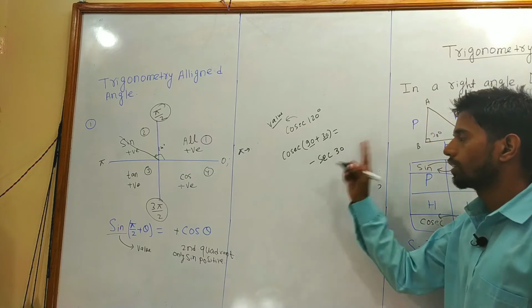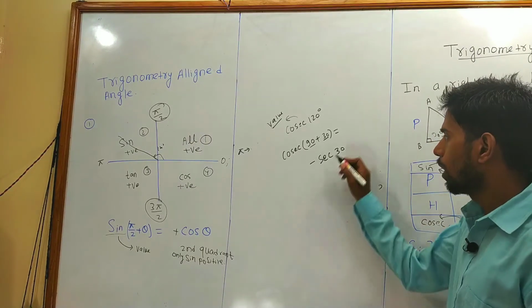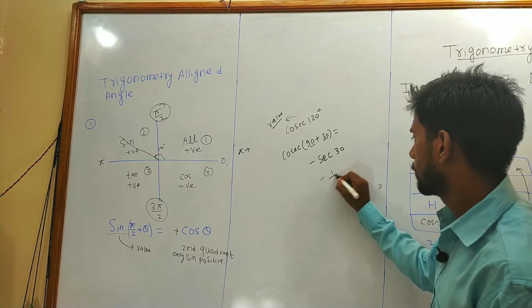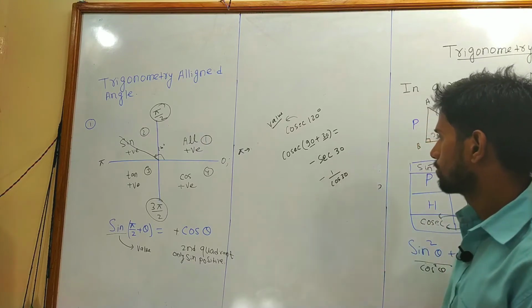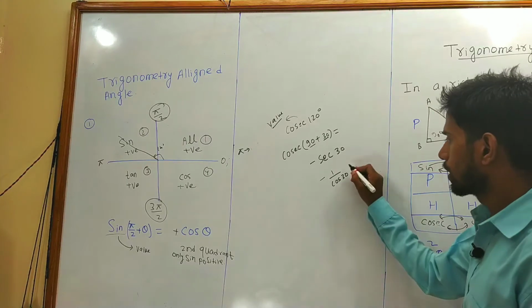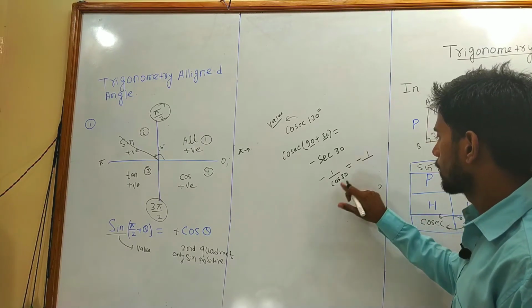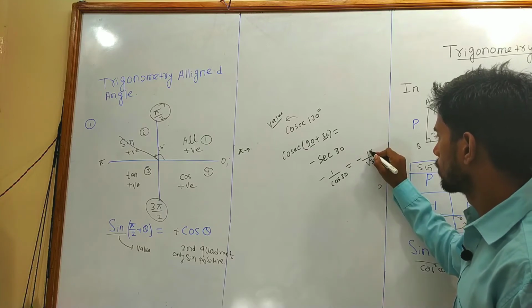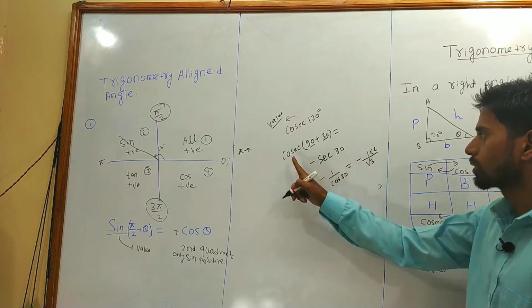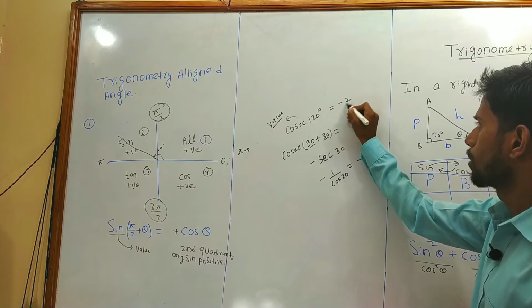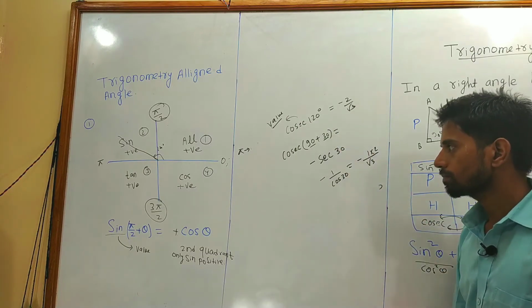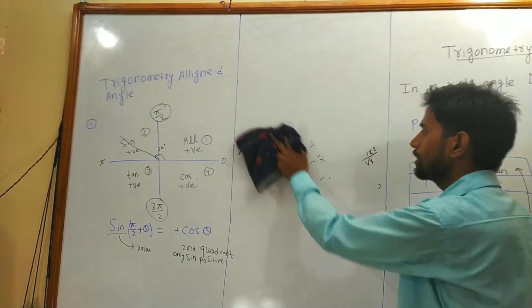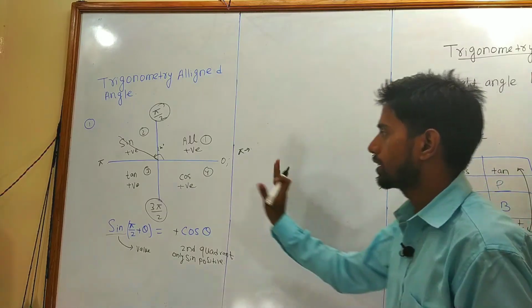Now this is sec 30, and you know how to find the value of sec 30. Sec 30 is 1 by cos 30. What is the value of cos 30? Cos 30 is root 3 by 2. So the value of cosec 120 is minus 2 upon root 3. Similarly, many things we can find. The main thing is what? We have to remember this table.